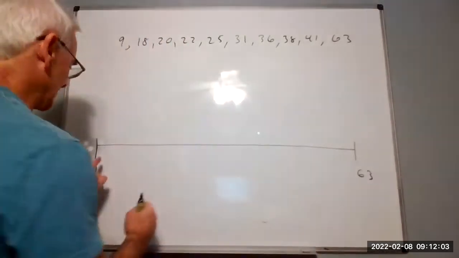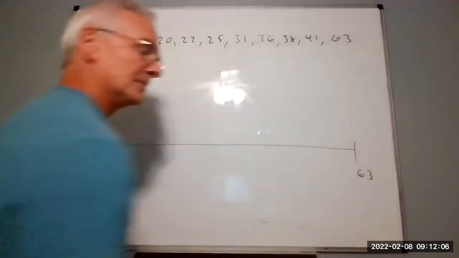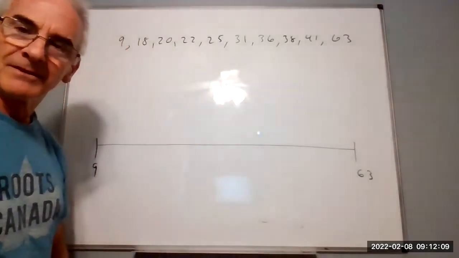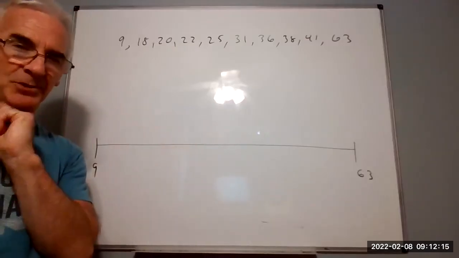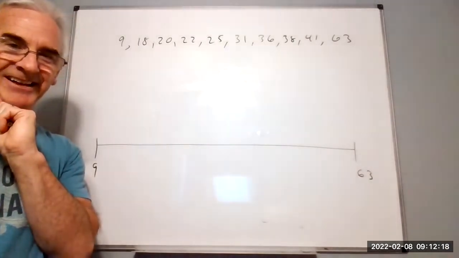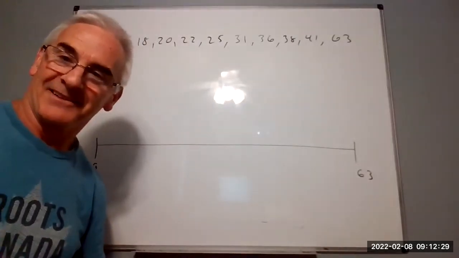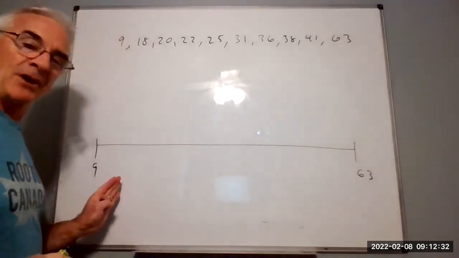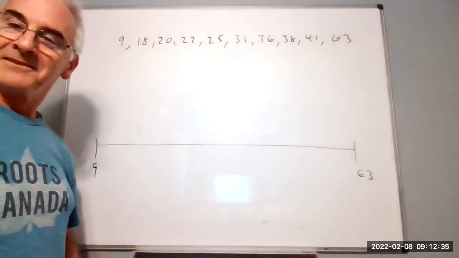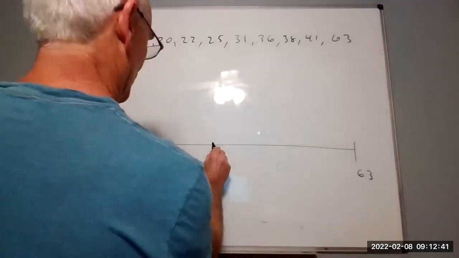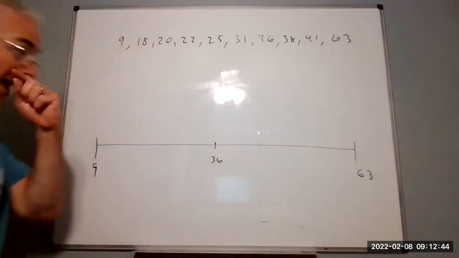By the way, what's exactly halfway between 9 and 63? What's exactly the halfway point? 31.5. Take 9 plus 63 and just divide by 2. 9 plus 63 is 72, divided by 2 is 36. So 36 would be right in the middle. Okay. I want an accurate picture.